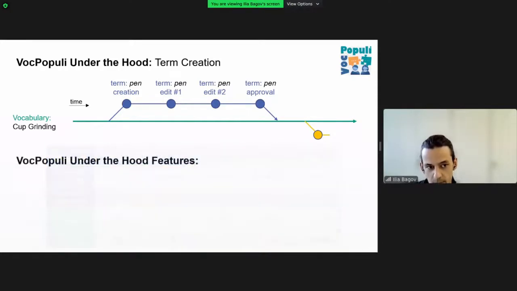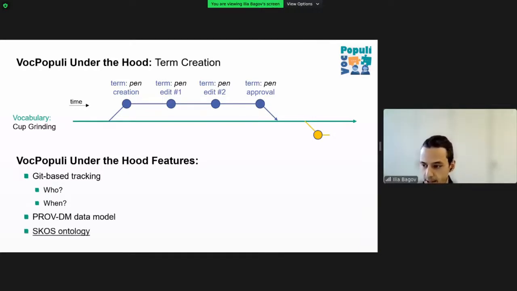Now, moving on to some more Voc Populi features, which, as I said, are strongly dependent on GitLab. Voc Populi offers, first of all, Git-based tracking, meaning who did what at which point in time. This is strongly connected to establishing the provenance of the vocabulary itself. Related to that is also the possibility to annotate the generated repository as well as its provenance with the PROF data model, so the PROF DM data model.